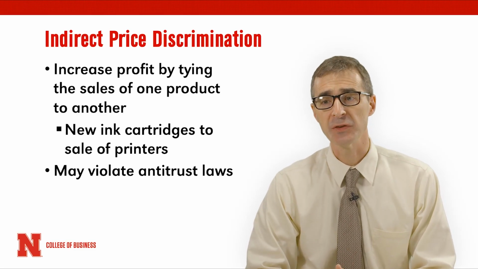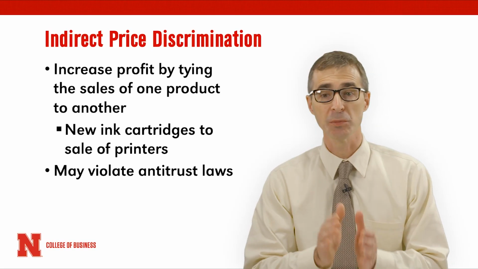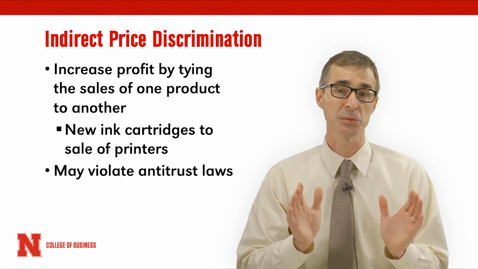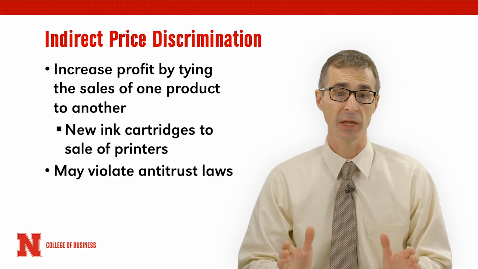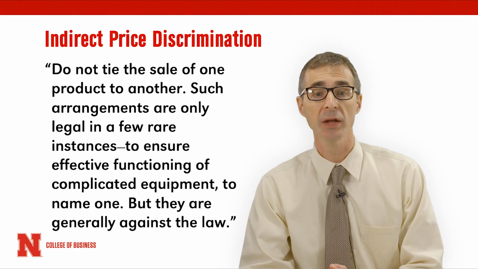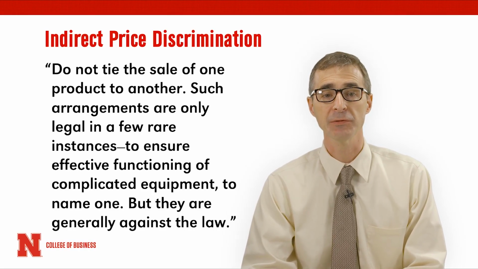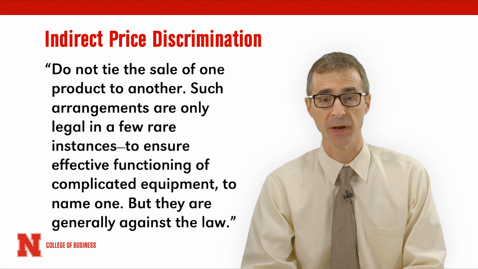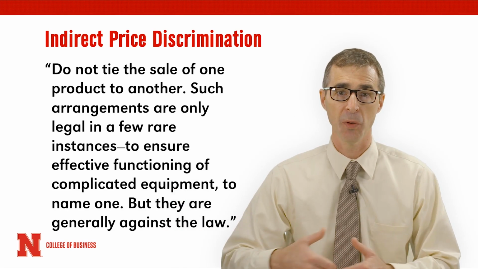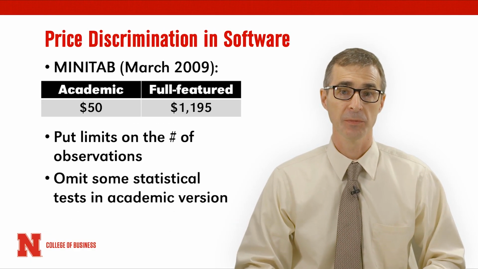In some cases, businesses can increase their profit by tying the sales of one product to the purchases of another, such as new ink cartridges to the sale of printers, but in many instances this may violate antitrust laws. In the words of one former antitrust regulator, do not tie the sale of one product to another. Such arrangements are only legal in a few rare instances to ensure effective functioning of complicated equipment such as an MRI machine or a nuclear power generator, but they are generally against the law.